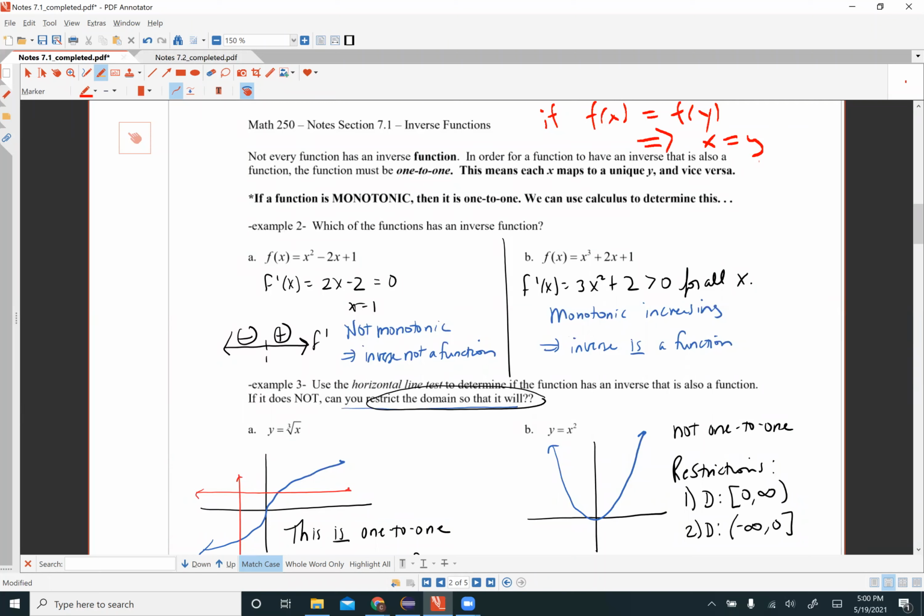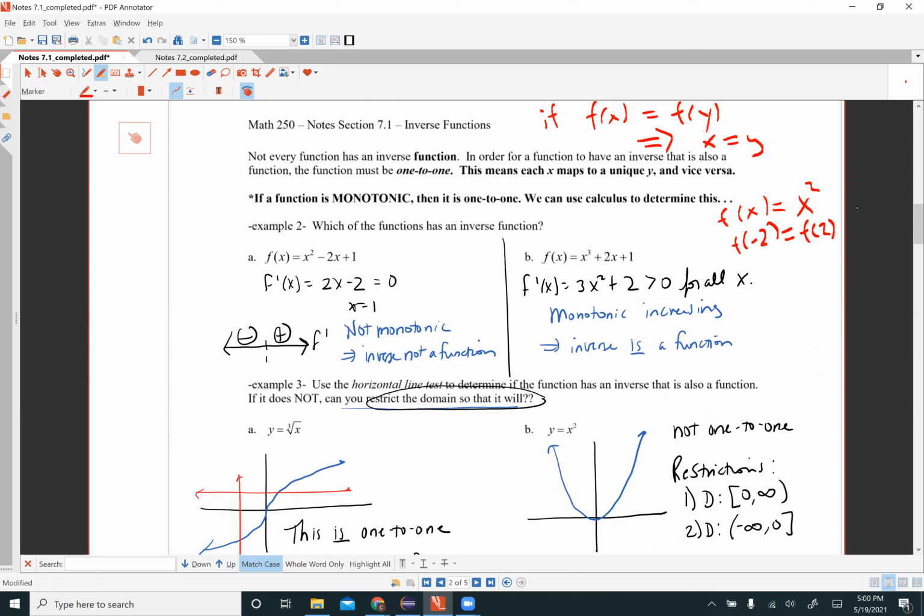That's not always true. For example, f of x equals x squared is not 1-to-1. We know that f of -2 is equal to f of 2. They're both equal to 4, but clearly -2 is not equal to 2. So it's not 1-to-1.